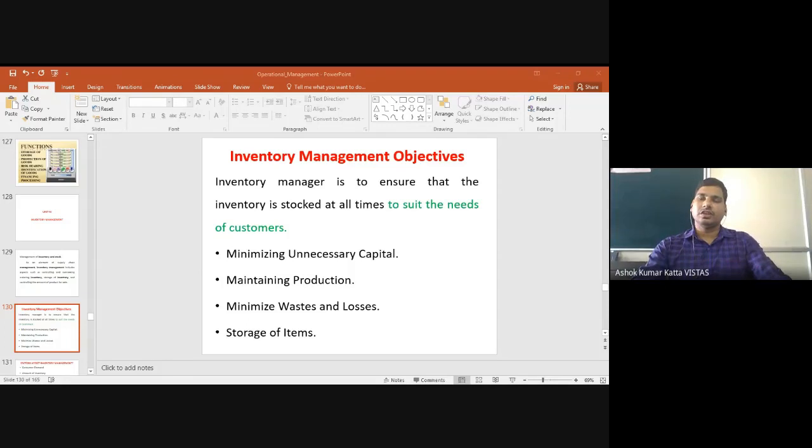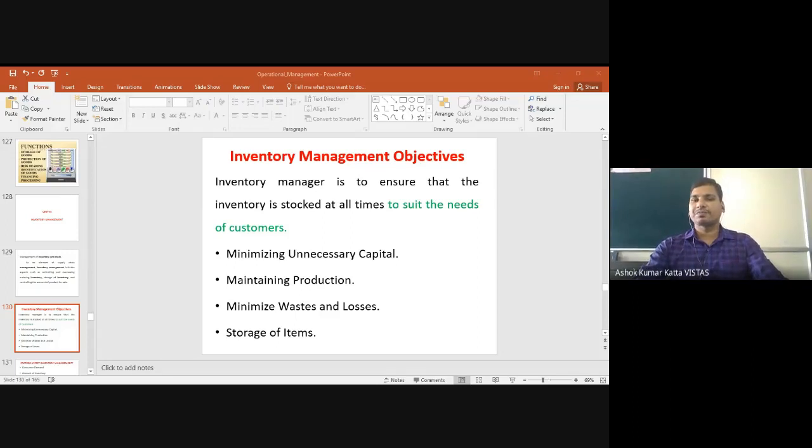Now, we're focusing not on logistics or supply chain or any other department. We are talking about the production department. Under that, we are narrowing down to one important component, or sub-department, that is inventory management. Now, what kind of objectives will inventory management have? It will be maintained by the inventory manager.